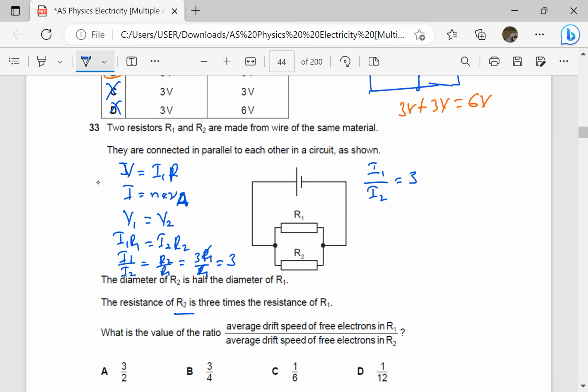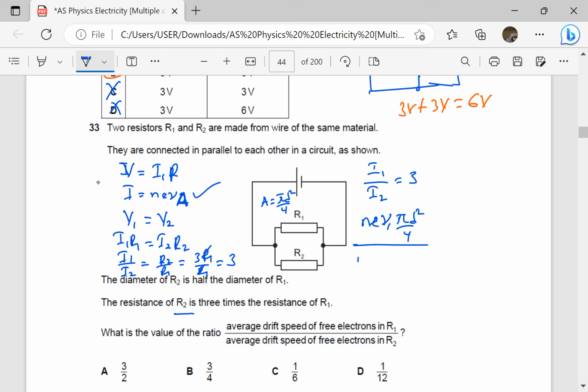In other words, I1 is 3 times I2. Okay. And now we go and employ this expression here. So I'm just going to say I1, remember, is going to be N times E times V1. And the area, remember, area is equal to pi d squared over 4, or pi r squared. So for 1, the diameter of R2 is half the diameter of R1. If R1 is d, so this will be pi d squared over 4 for R1.